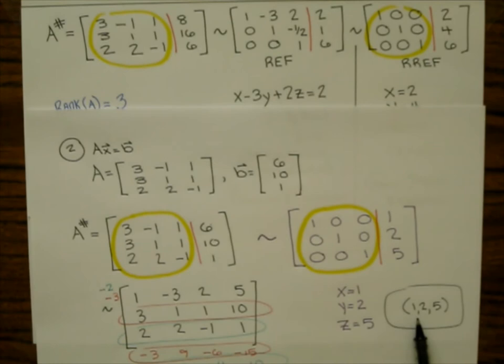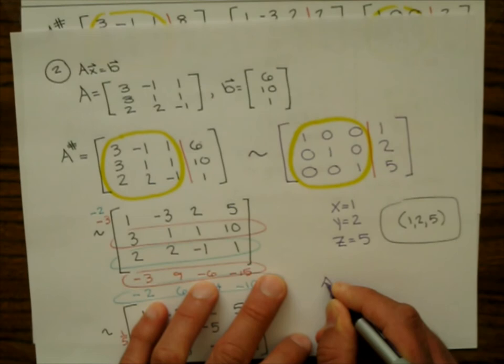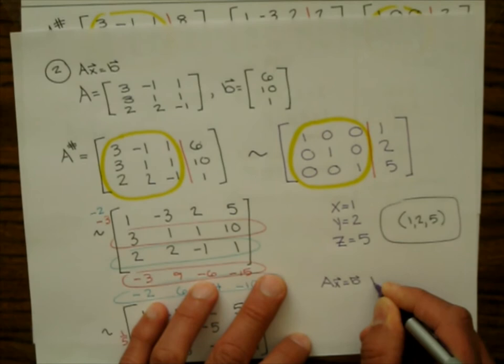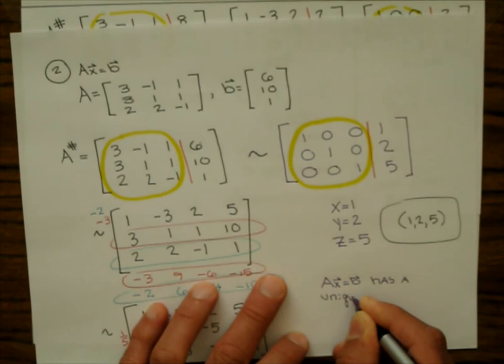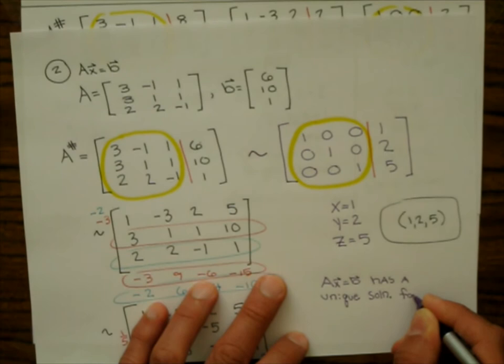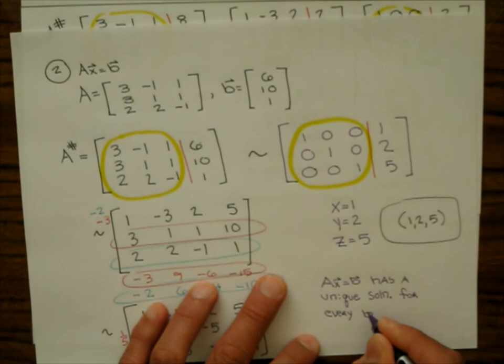So that means something, and I'll write it right below here: AX equals B has a unique solution for every vector B in R3. Isn't that what the vector B is in R3?